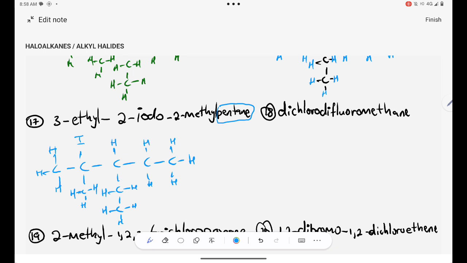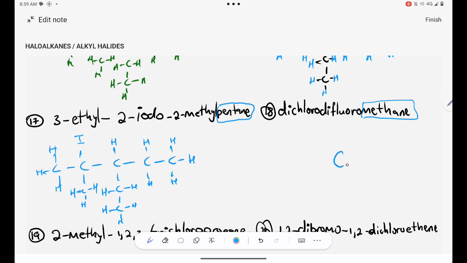Okay, for number 18, I have dichlorodifluoromethane. Meth means I only have one carbon, right? My carbon will be bonded 4 times. It's dichloro, that means I'll have 2 chlorines. Difluoro, I have 2 fluorines as well. So the IUPAC name of this compound is simply dichlorodifluoromethane.